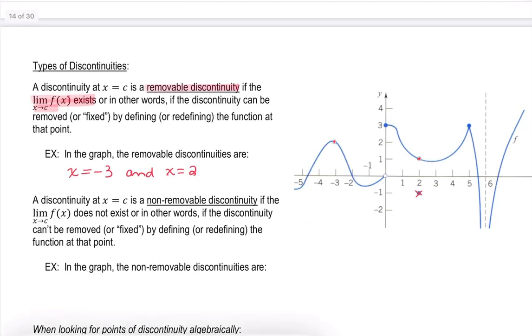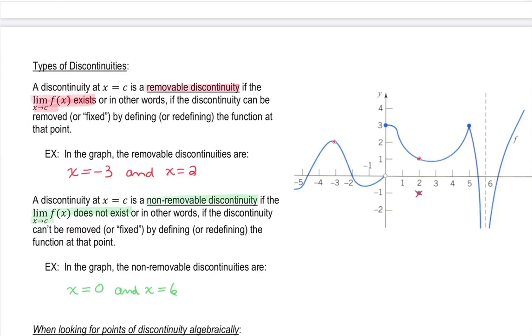So these non-removable discontinuities are going to share the criteria: it is non-removable if the limit didn't exist. If the limit didn't exist, you can't fix it with just one point. It can't be fixed with one point. And in the examples that we just did here, we saw that was the case at x equals 0, and we saw that that was the case at x equals 6.